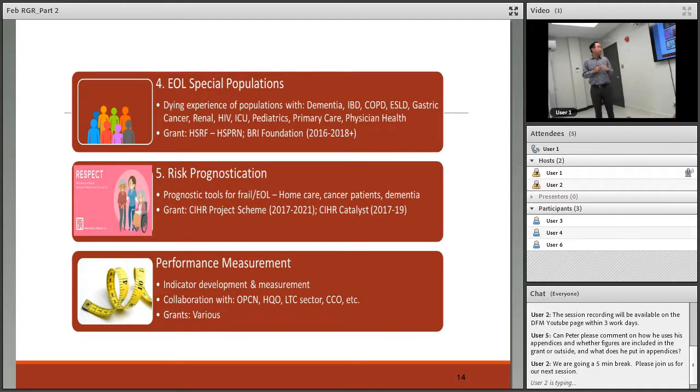And I think the last thing is a big part of what we do is risk prognostication, and so we have that RISPECT tool that is almost like a key conduit for our algorithms that we build. And we do some performance measurement for the province.